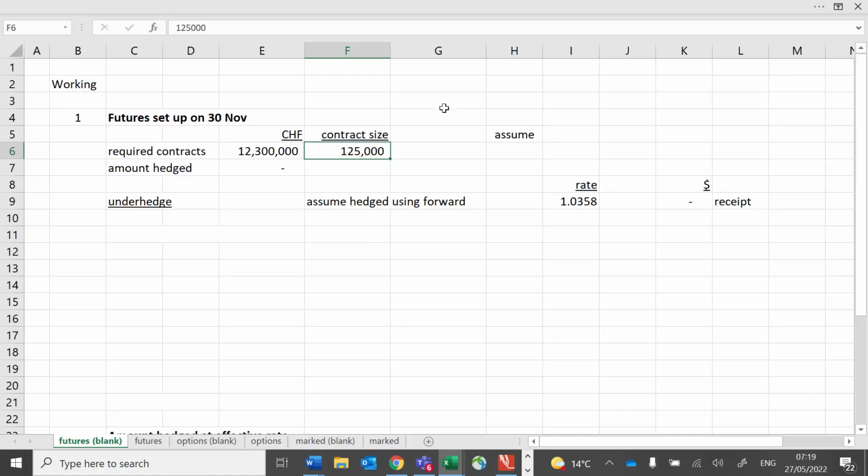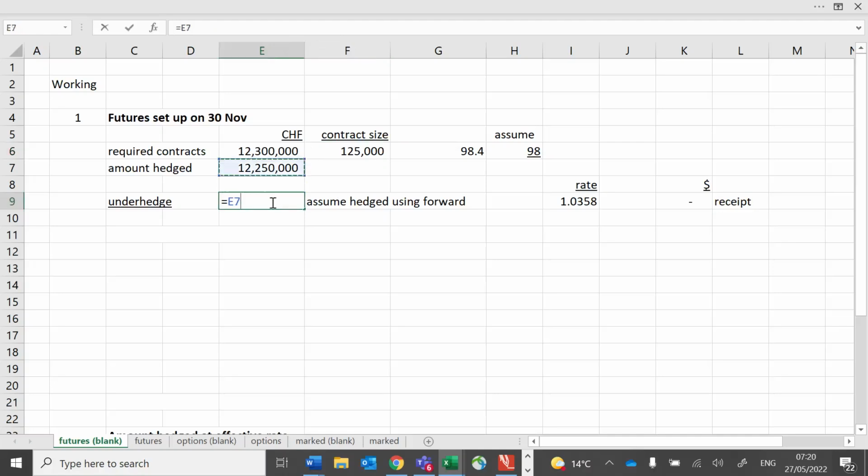And so we can say, ideally we would like 98.4 contracts. Now you can round that up to 99 or down to 98. I'm going to assume 98 contracts. What that means is that 98 times 125,000 has been covered and 50,000 is not hedged.